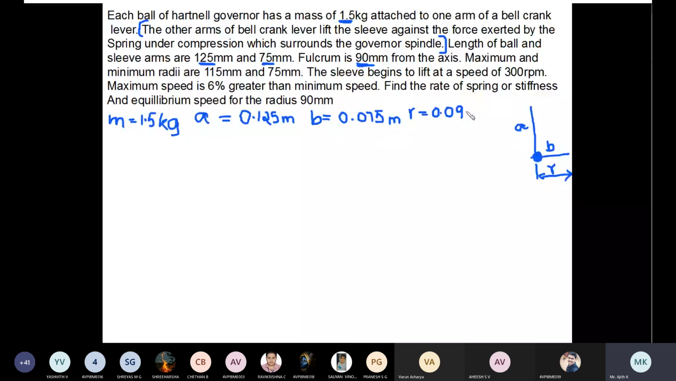Maximum and minimum radius of rotation is given. The maximum radius of rotation is R2 and the minimum is R1. The R2 value is 115 mm, that means 0.115 meter. And the R1 value is 0.075 meter.